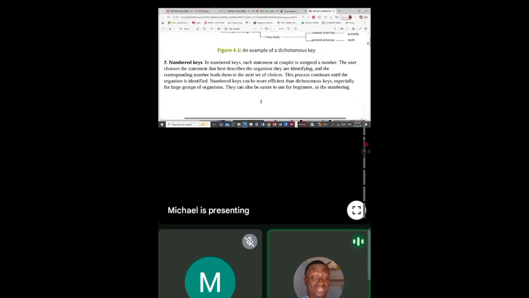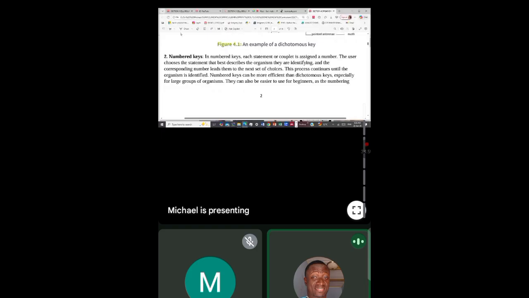If it has no wings, move to point 4. So point 4 over there, you write it as a pair of wings. If it has a pair of wings, move to point 6 because point 5 will be for it has 2 pairs of wings. But let me make it easier by showing you from the screen so that some don't get confused. So in numbered keys, each statement or couplet is assigned a number. Instead of us writing them and drawing it as a chart, at this point we are giving them numbers. So number 1, it has wings.